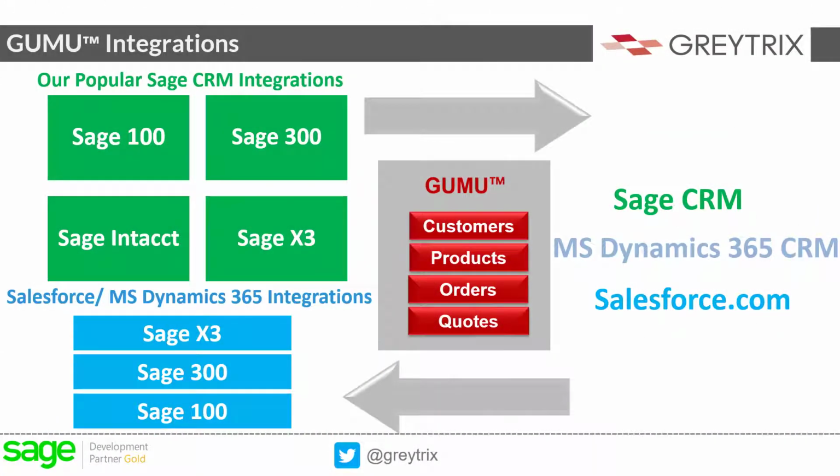If I look at this screen, I know it's a little busy. They refer to their integrations as GUMUs, Greatrix Universal Migration Utility. It sits on the server and it allows the CRM people to have a very CRM-esque experience, but integrates with the accounting system. And from this slide, you'll note that they do also have very popular integrations with Dynamics and Salesforce.com, but today we'll just focus on Sage 100.